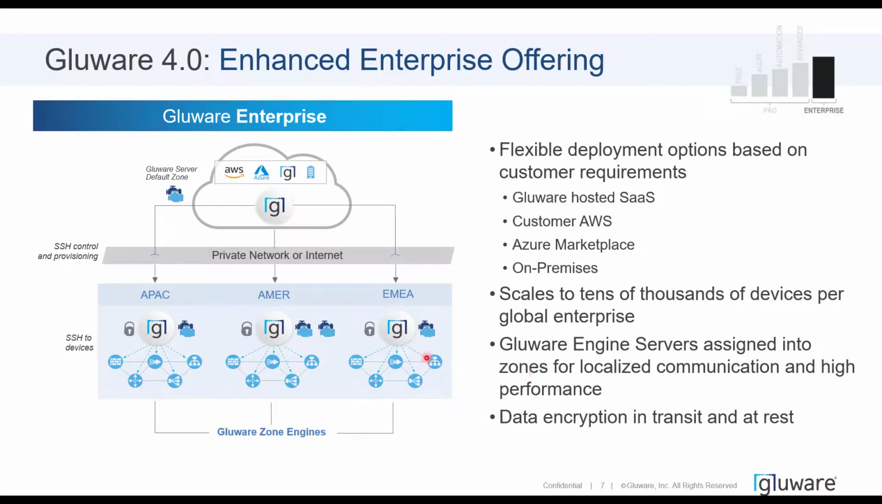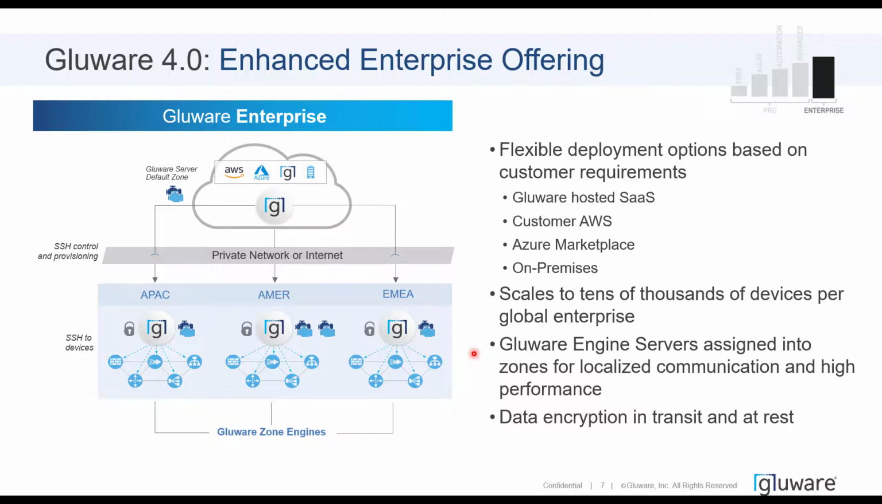So anywhere where you have a lot of nodes, in this kind of example we're laying out here, where your network might be across APAC, America, EMEA, you can deploy multiple Gluware zone engines into these regions and handle the performance accordingly. So there's really no set limit as to how many zones you could have or how many zone engines within each zone.